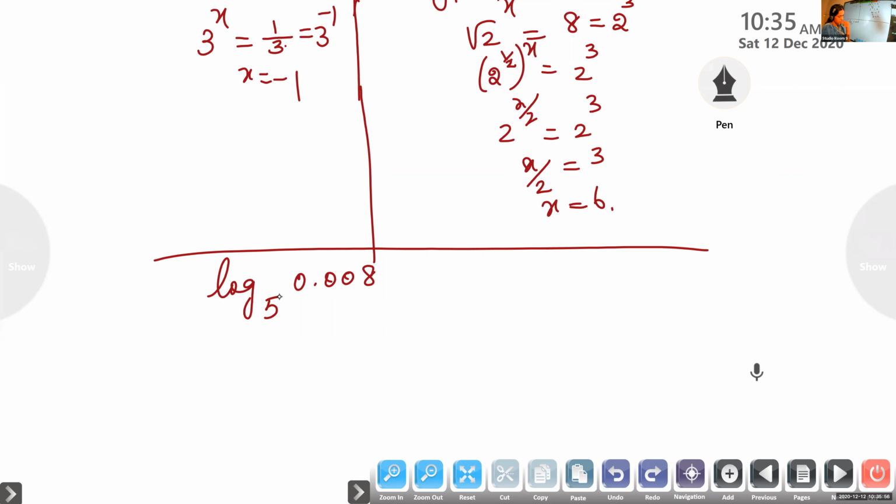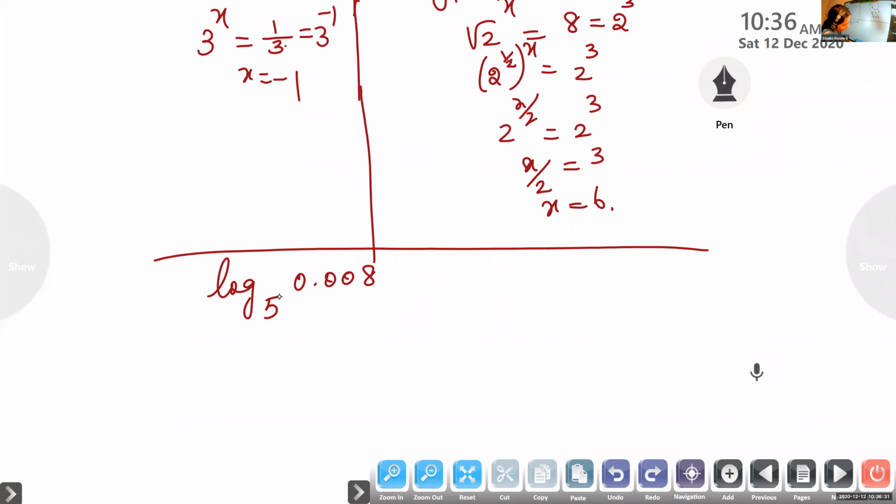So log 0.008 to the base 5, what is the answer? Karthik? Ma'am, I did not get. Did anyone get the answer? Aishwarya? No, ma'am. Aparna? No. Annette? No, ma'am. x is minus 3. Who is giving that answer? Ma'am, x is minus 3.